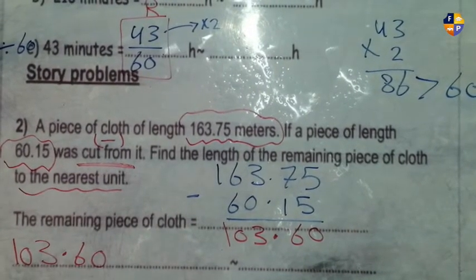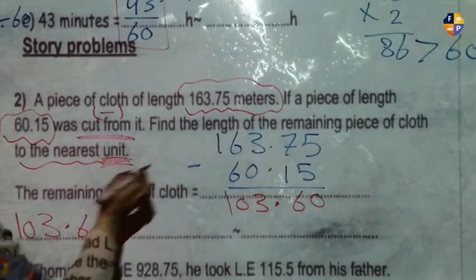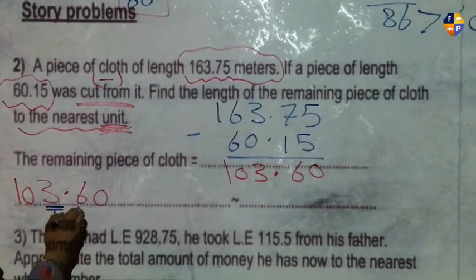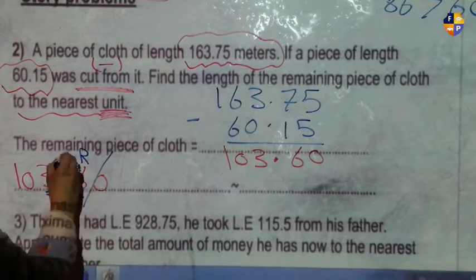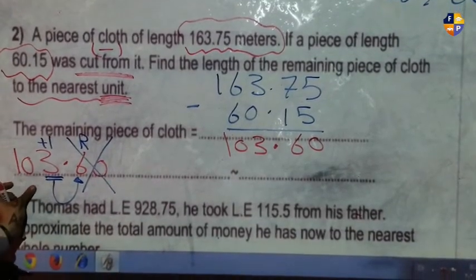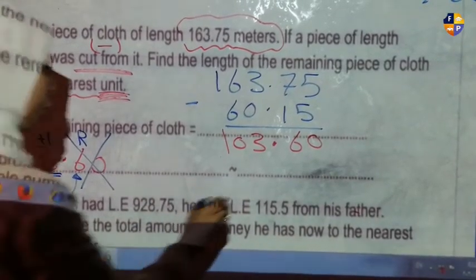And now I will approximate this answer, 103.6, to the nearest unit. Okay, underline the digit in units. Look at the digit in tenth place. 6 is rich. Remove the decimal part, add 1 to the units and keep the other digits as they are. So the result will be 104.